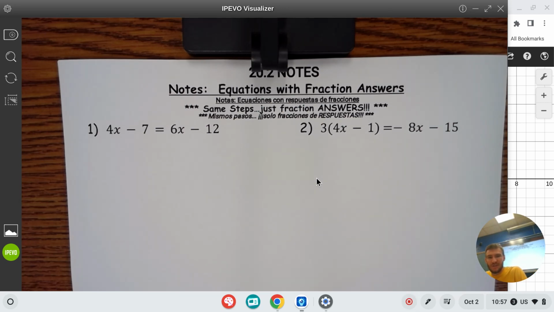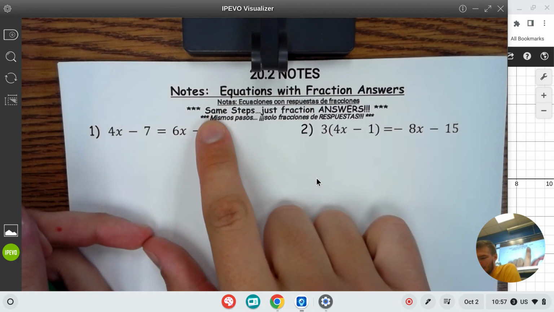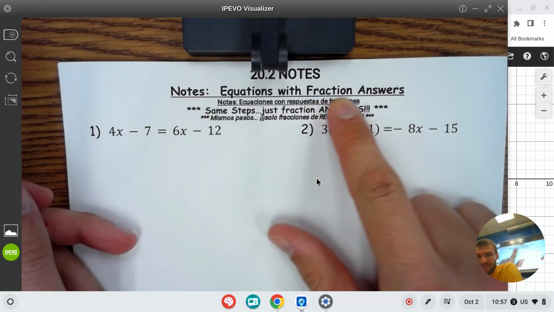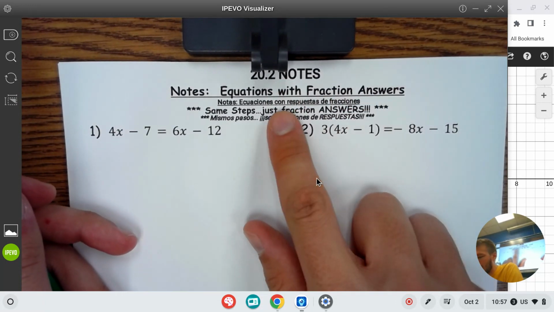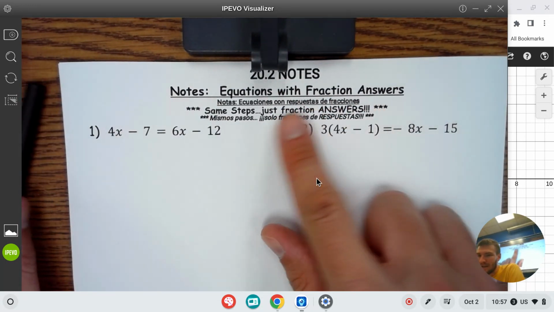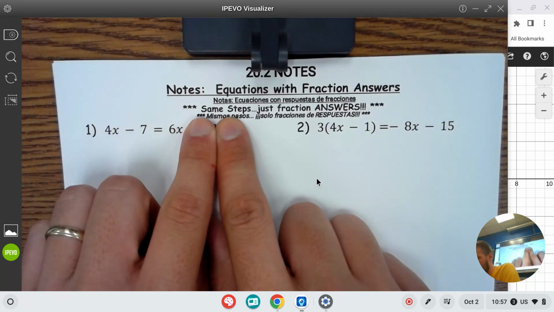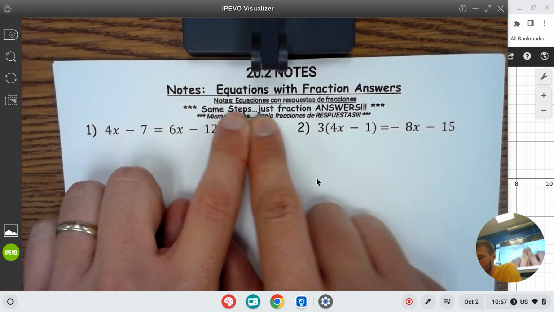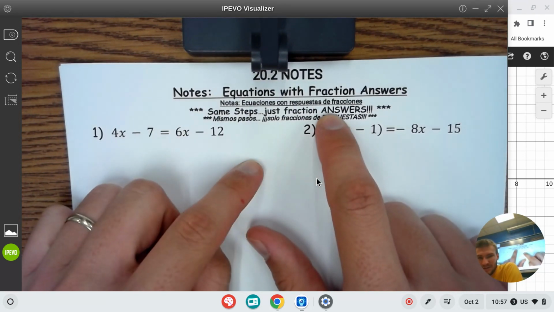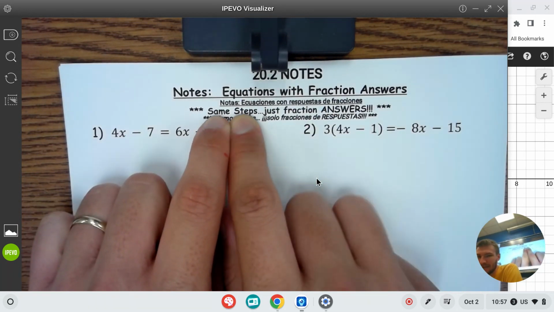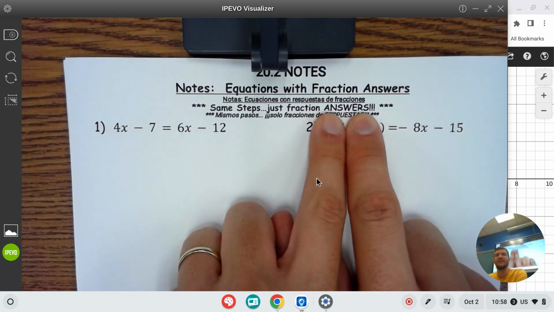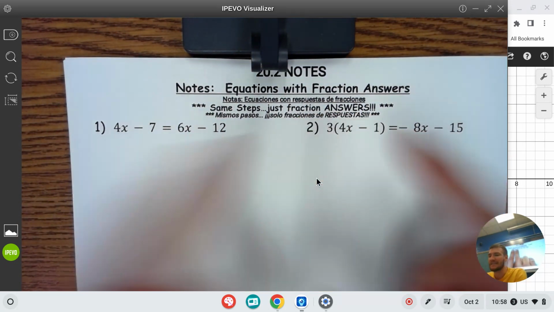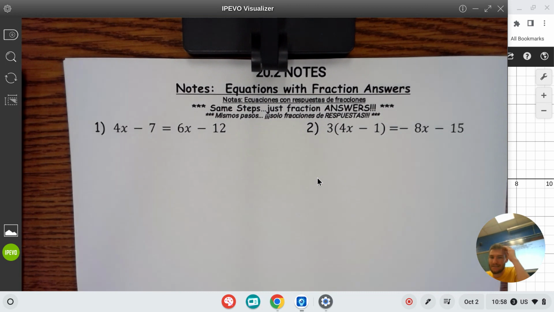We're talking about notes. It's always a good idea to read the title, Notes, Equations with Fraction Answers. Okay, fraction answers, that's a big one for me. We haven't seen fraction answers before. That's what's going to be new. If you read what it says, same steps, just fraction answers. Same steps tells me not a whole lot different. And if the only thing that's new is our answers, that's not even really a step. Like that's the finish of the problem, not really one of the steps of the problem.